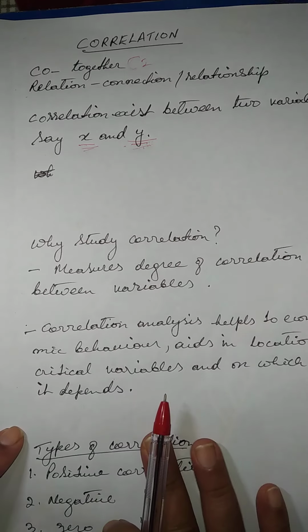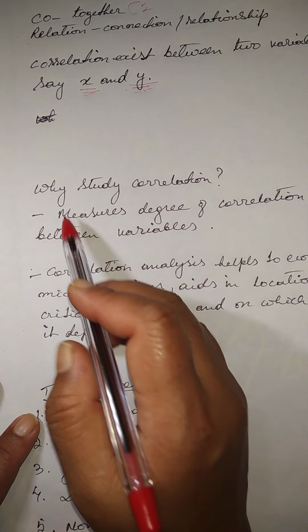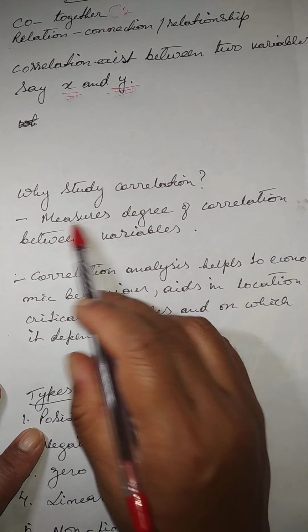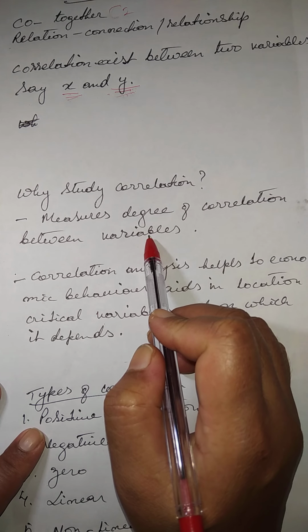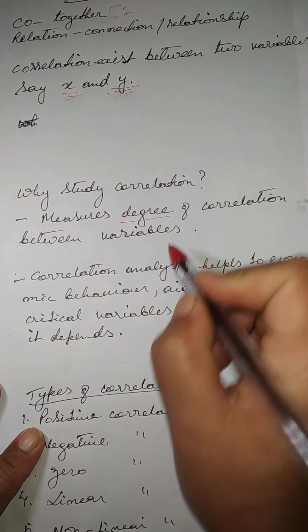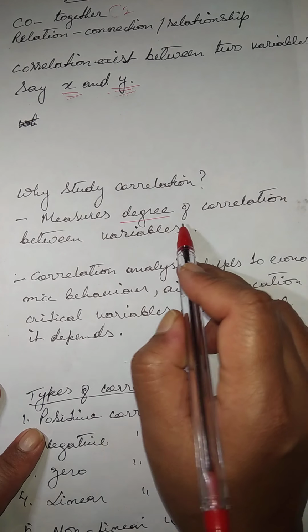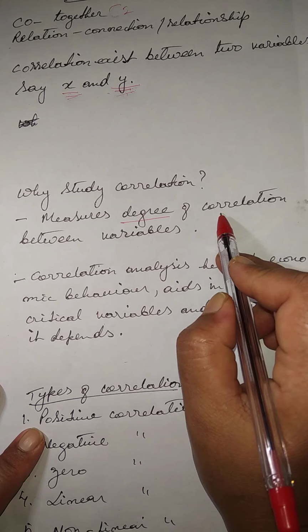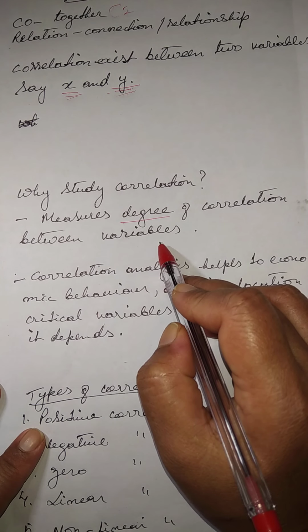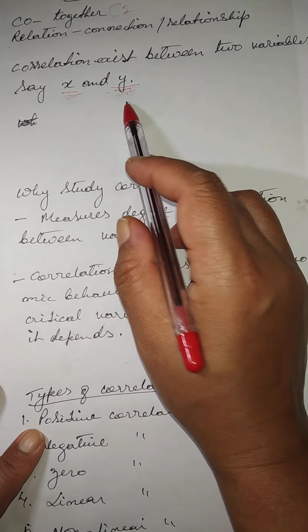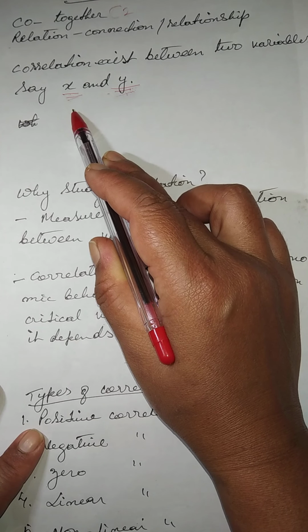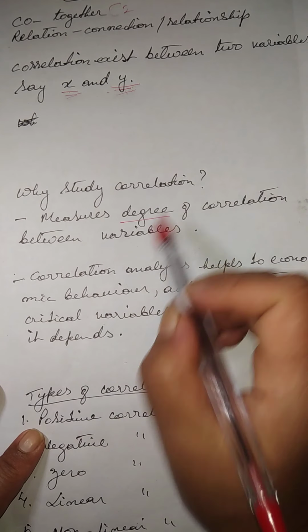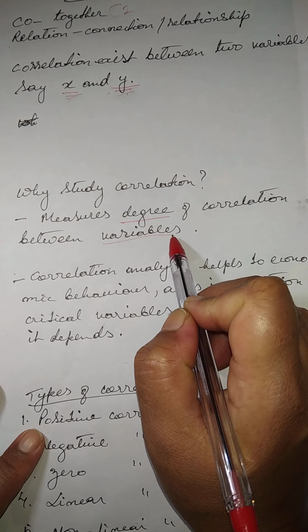Got it? So now why do we need to study this correlation? The study of correlation helps us to measure the degree of correlation between two variables. Okay, that means a measure of the degree, that means up to what extent the relationship between the variables. Okay, how much, that means how much y depends on x. That means we can know the degree or the level of correlation or the level of connection between the variables. Got it?